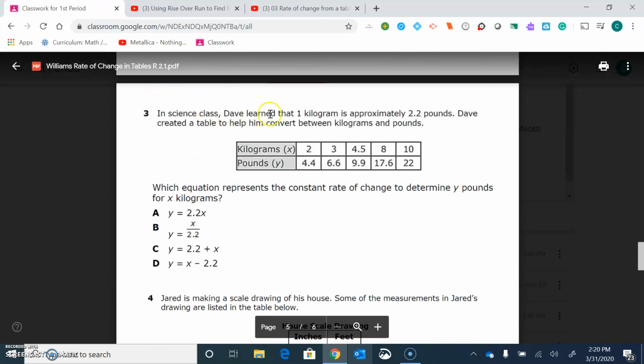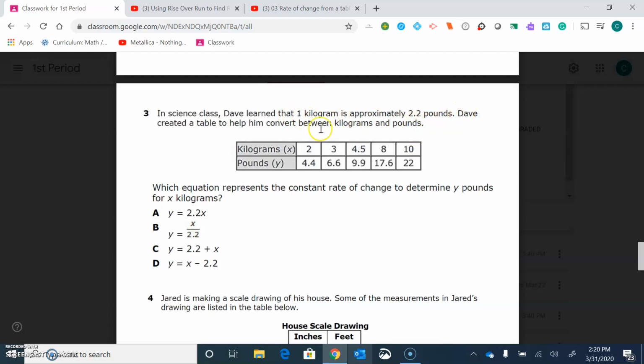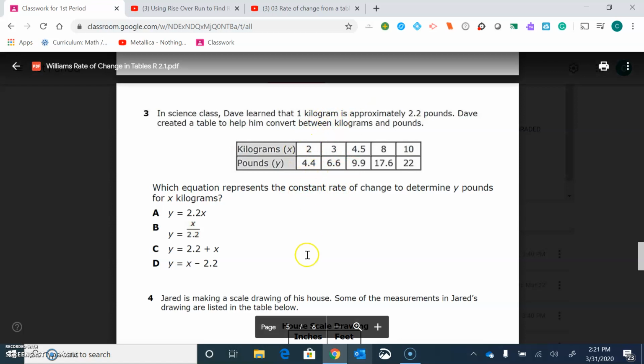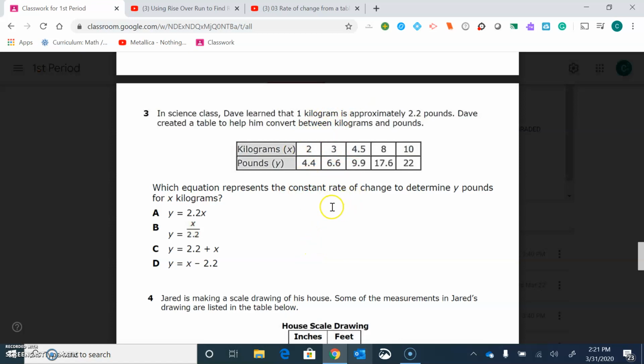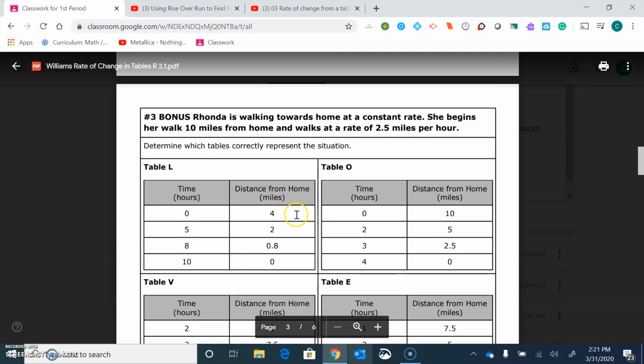In science class, Dave learned that 1 kilogram is approximately 2.2 pounds. Dave creates a table to help him convert kilograms to pounds. So same deal here. The rate of change is always y divided by x. So what's happening from 4.4 to 6.6? Write that number here. What's happening from 2 to 3? Write that number there, and then divide the y side by the x side, and that will give you the rate of change.